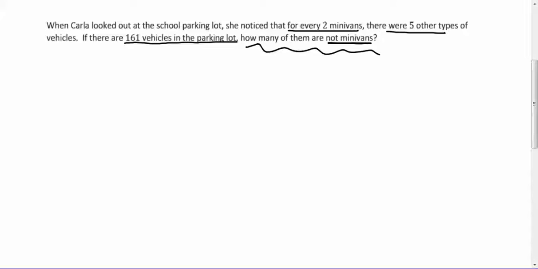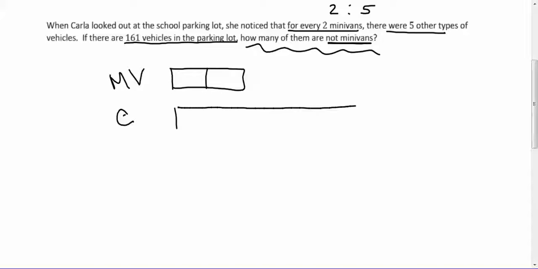All right, so the key part of that is you want to know how many are not minivans. So for all of these questions, they are going to give you a ratio. So you can see this right here. It's a 2 to 5 ratio. 2 minivans. So you're going to draw that out. So that's your first step. And then I'm just going to call them cars, the other vehicles. There are 5 of those. So draw 5 units.